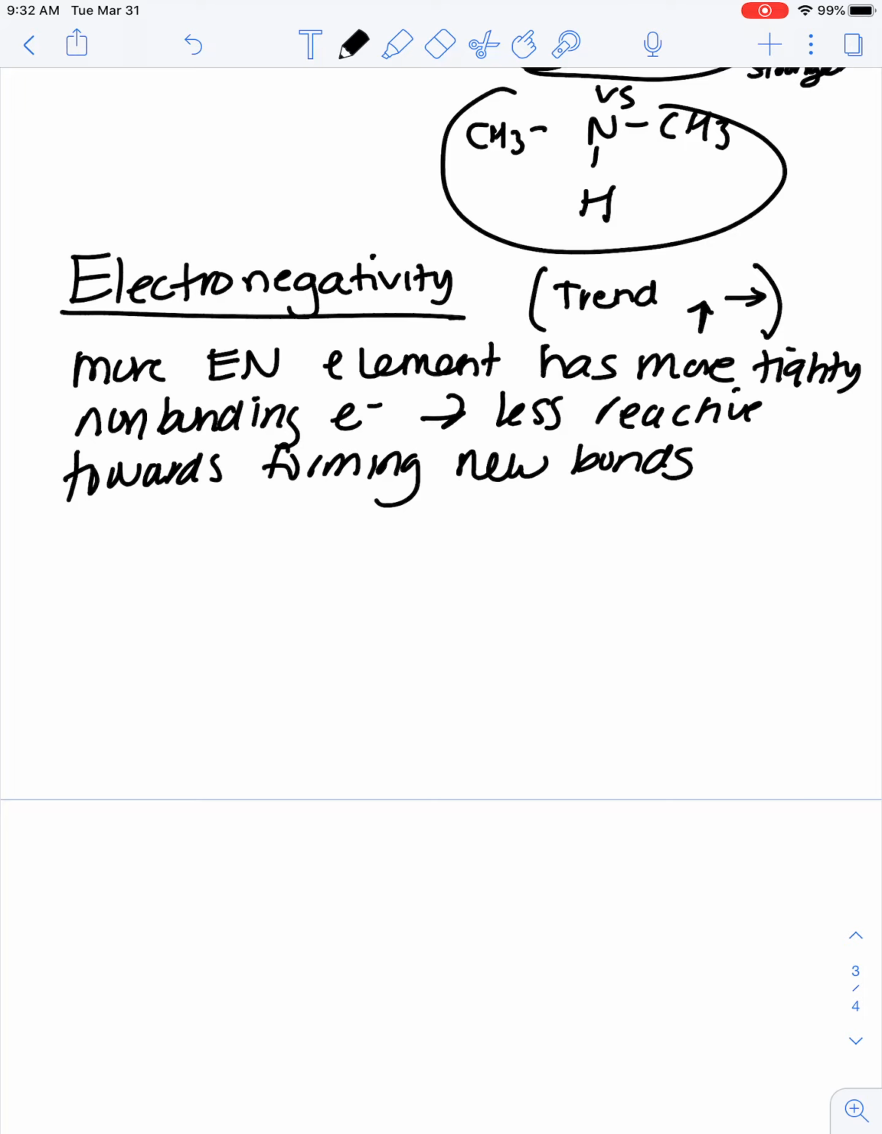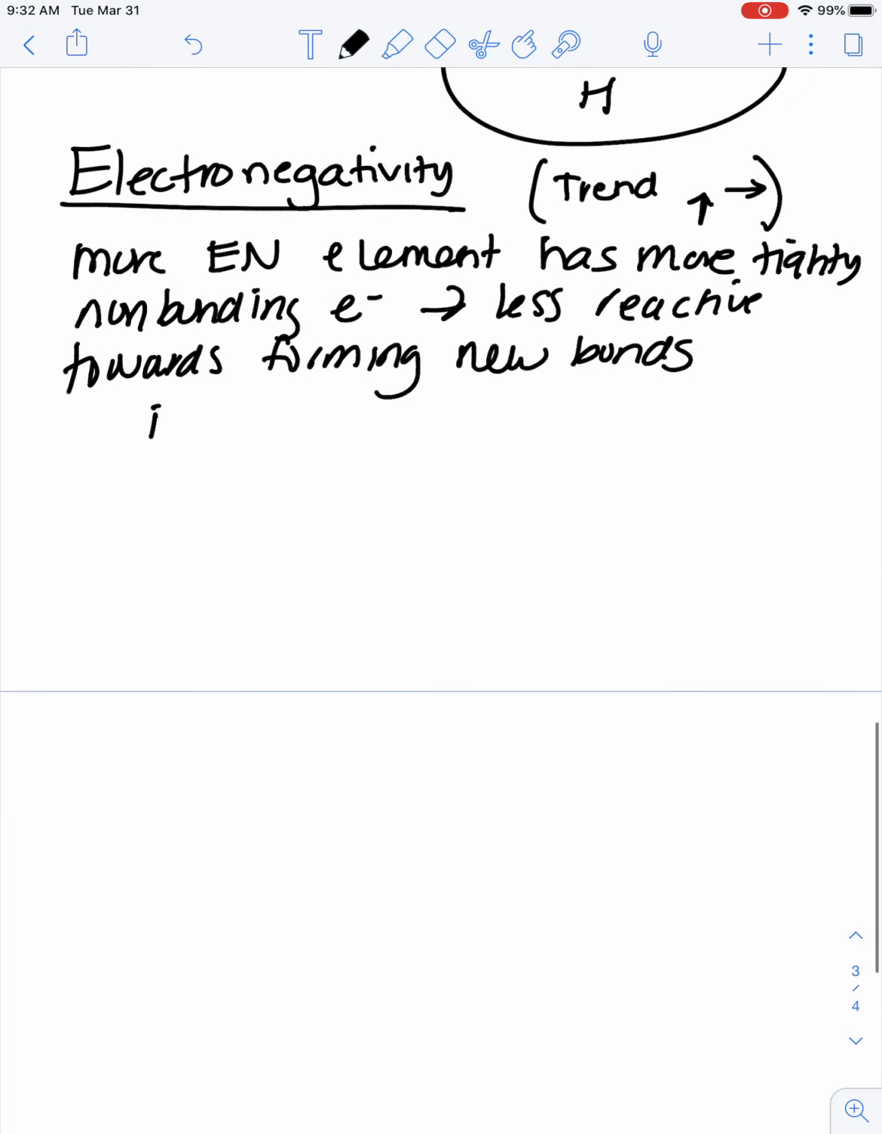So what this really tells us is the strength of the nucleophile is going to decrease from left to right, following the increase in the electronegativity. So we're talking about the same row right now. So let's look at some examples.